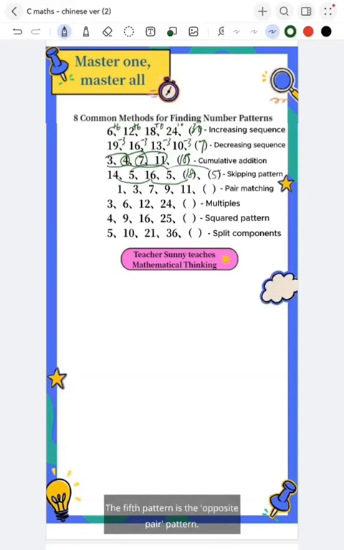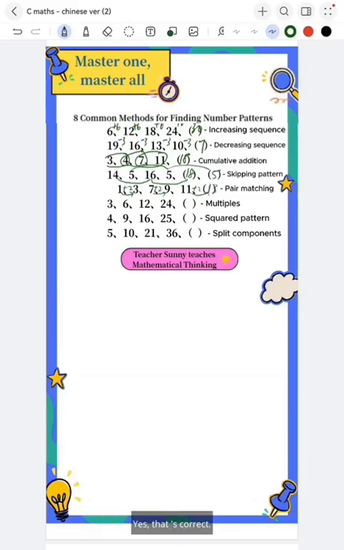The fifth pattern is the opposite pair pattern. How do we identify it? We look at the terms in pairs, one pair at a time. So for example, 1 plus 2 equals 3, that's one pair. Then 7 plus 2 equals 9, that's another pair. Now what about 11 and which number? Again, we add 2, so it becomes 11 plus 2 equals 13.